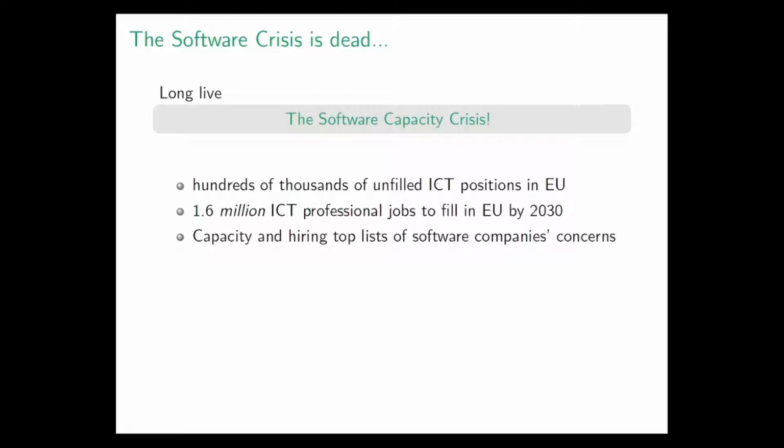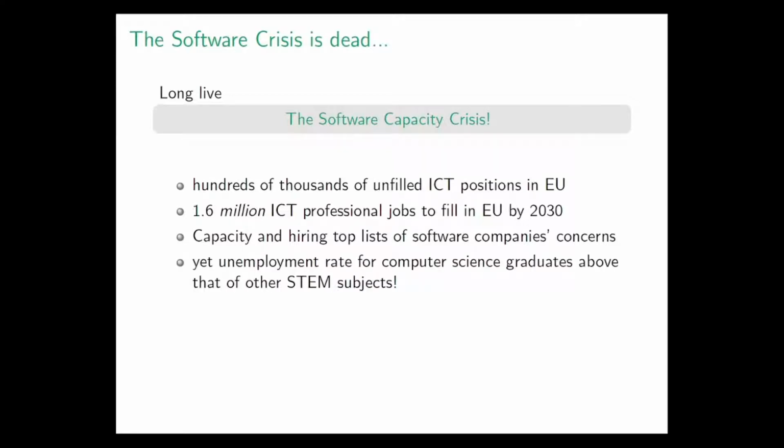And sometimes, although interestingly not always, if you survey software companies to find out what their main concerns are, they will say things about being able to hire enough people to have the capacity to carry out all the work that they can adopt. However, at the same time, the unemployment rate for computer science graduates is above that of other STEM subjects. So how can this be that we both have lots of unfilled jobs and we have unemployed computer science graduates?